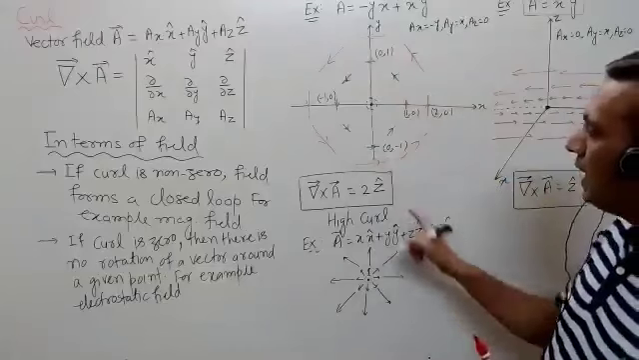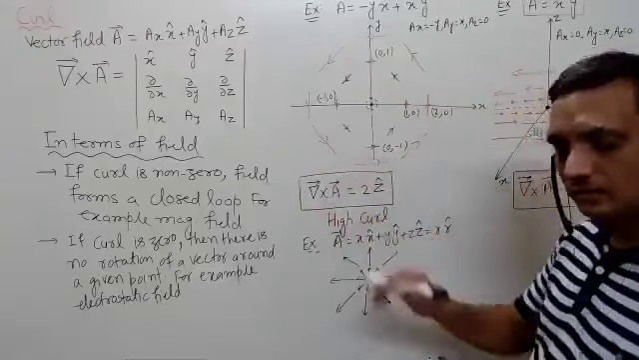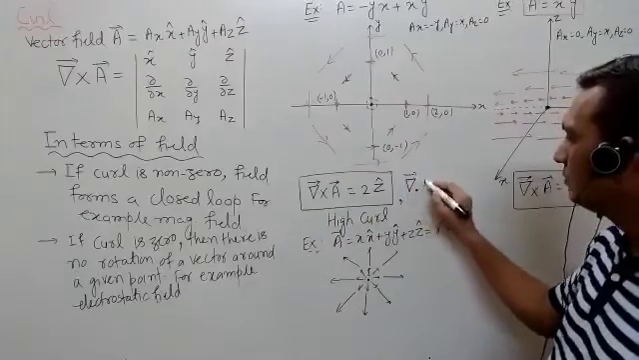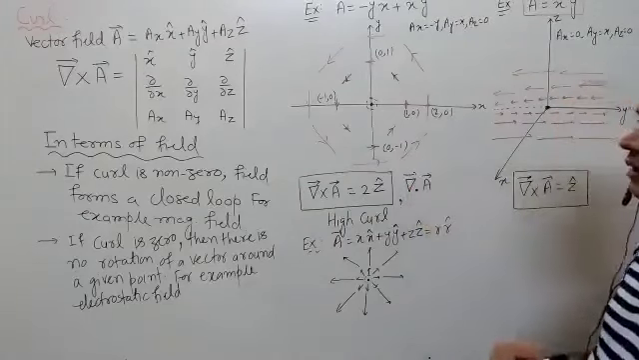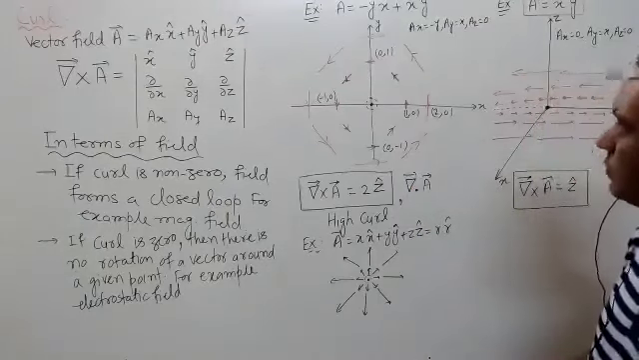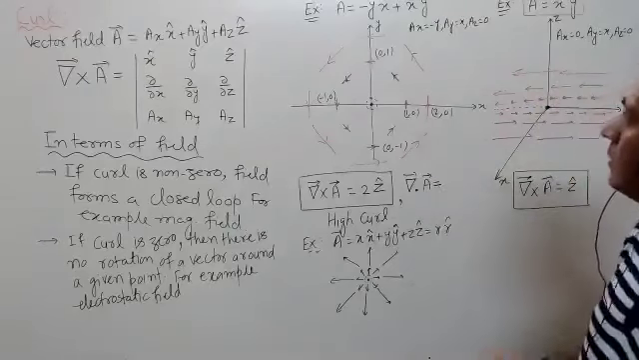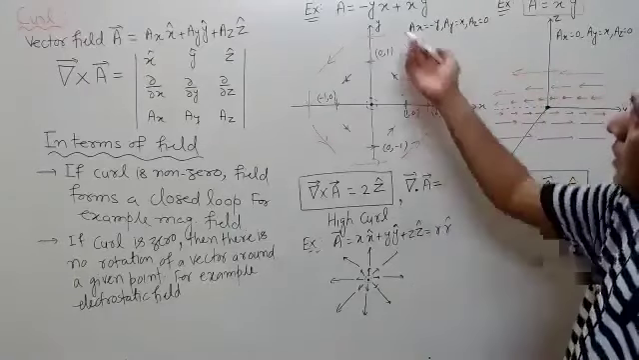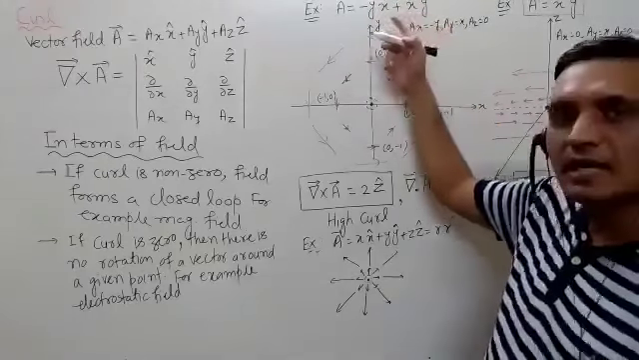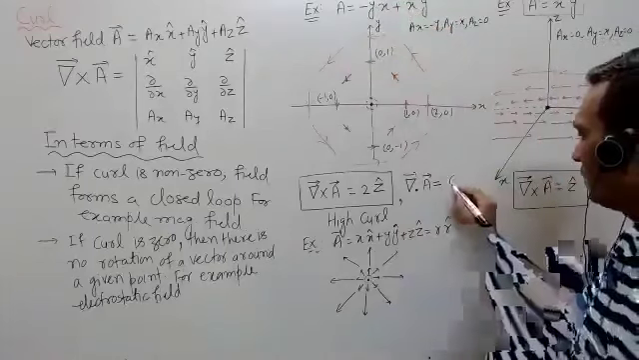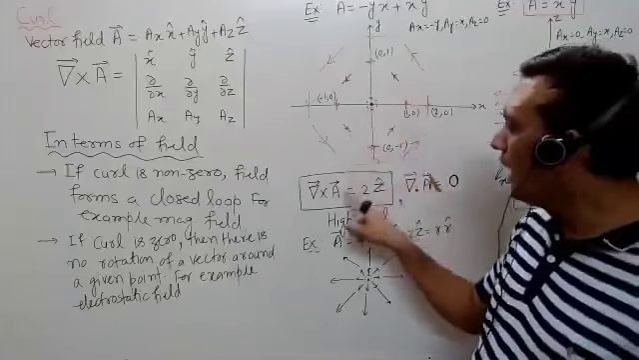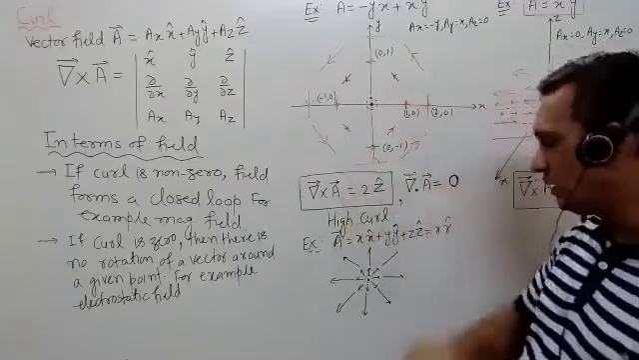In this vector field, I have already calculated curl. Let us calculate divergence in this vector field. What will be divergence? So Ax term is y, so this will be 0, and Ay term is x, so this is also 0. So divergence will be 0. So this is the reason of high curl but zero divergence.